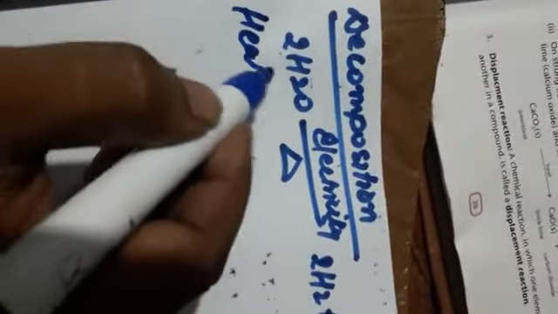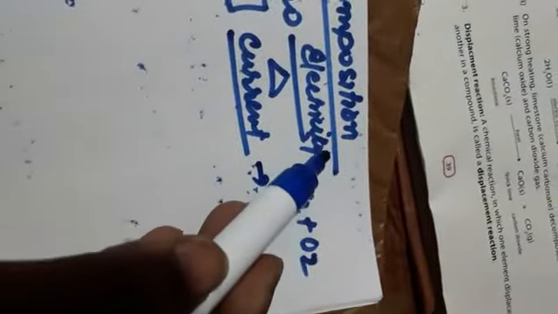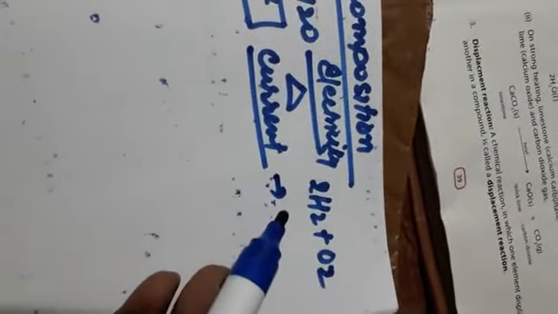There are different kinds of decomposition. A decomposition reaction that takes place by heat is called thermal decomposition. By current, it is called electrolysis. There is also another process in which the reaction takes place.